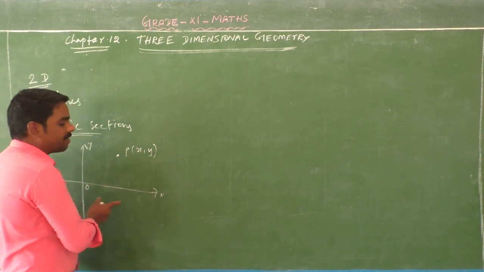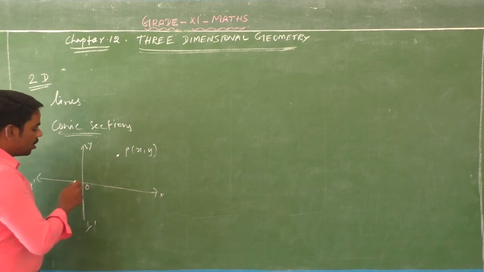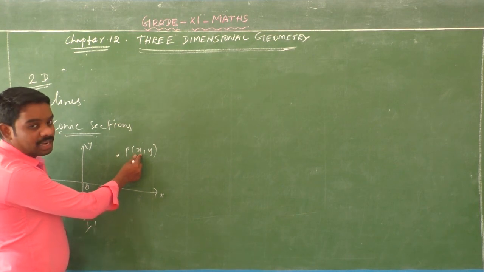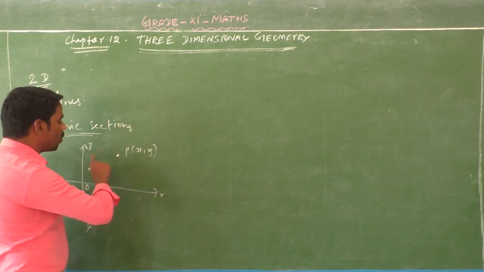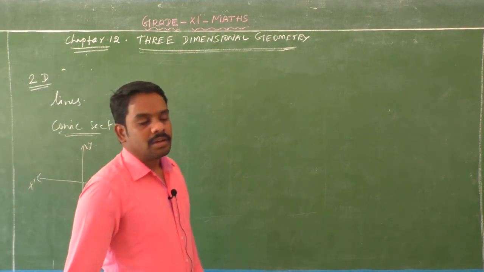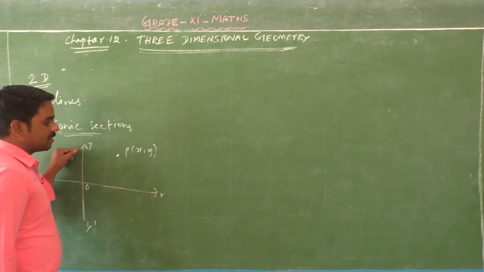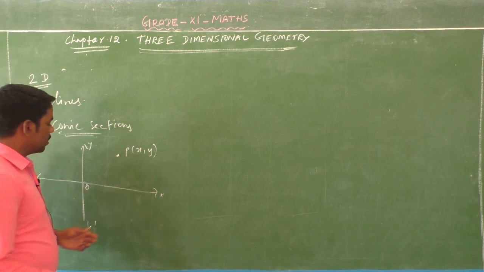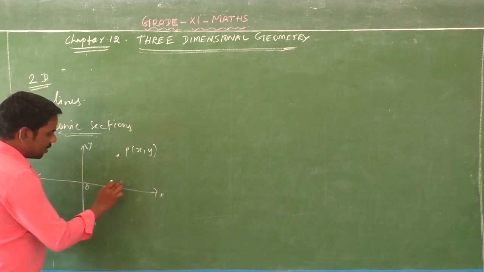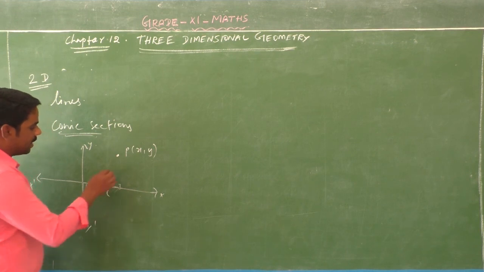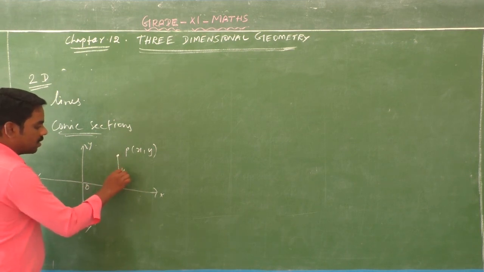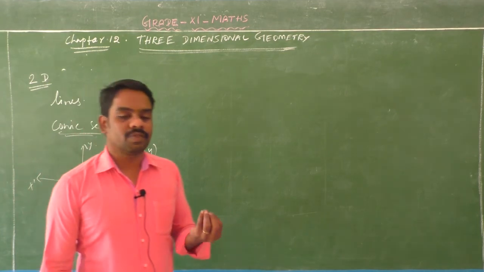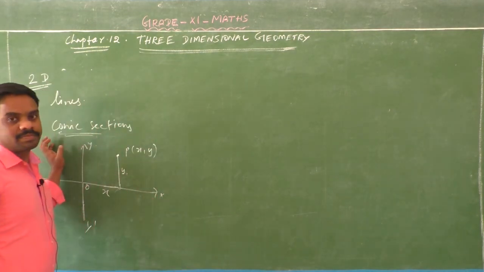X means the x coordinate value, the distance from the origin on the x axis. Y is the y coordinate value, the distance from the origin to the point along the y axis. So we have horizontal distance x and vertical distance y. Let us consider x comma y as a coordinate point in the given xy plane. This is a two-dimensional space.